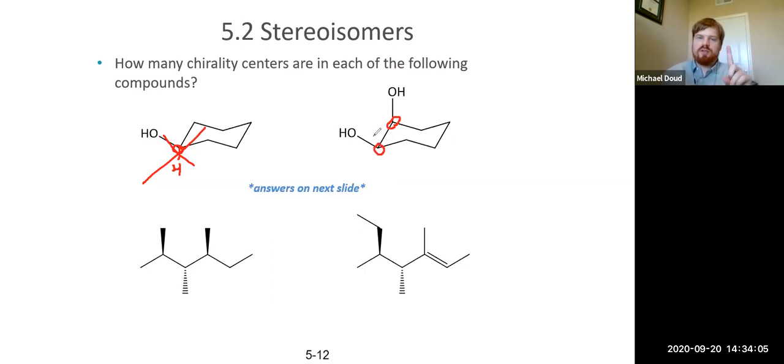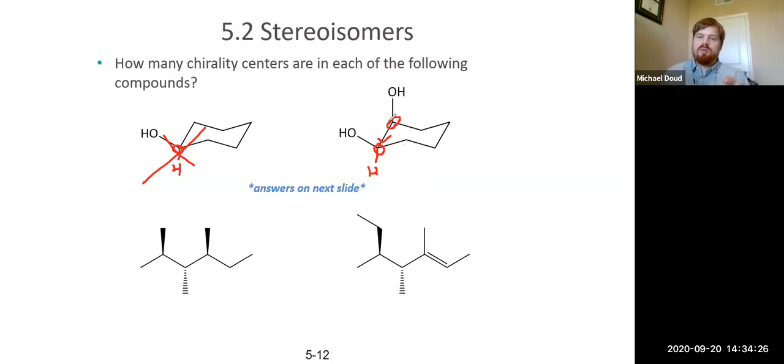This carbon is bonded to a hydroxyl group. It's bonded to a hydrogen, pointing straight down. And then it's bonded, on this side, to CH2, CH2, CH2, CH2, CHOH, and on this side, CHOH, CH2, CH2, CH2, CH2. That's two different things. So guess what? This is chiral, so we're going to check mark that one.